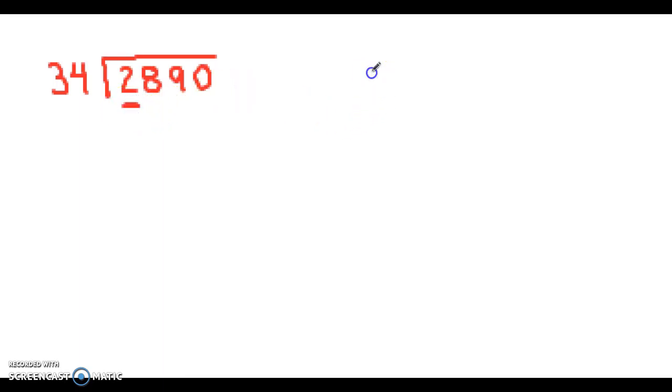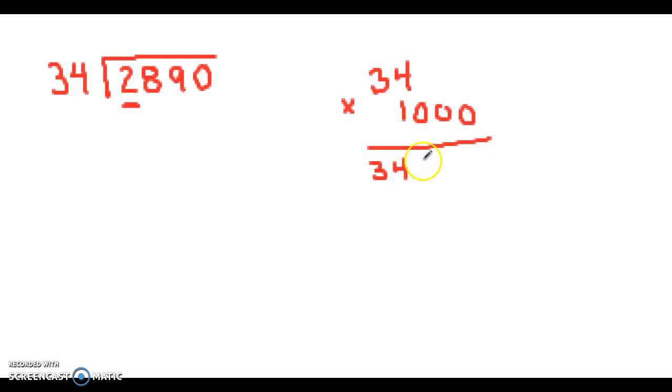So this would be 34 times 1,000, and that would equal 34,000. And because we only have 2,890, this is way too big. And so this means we have 0 sets of 1,000. So we're going to put a 0 here to represent we have no thousands place.